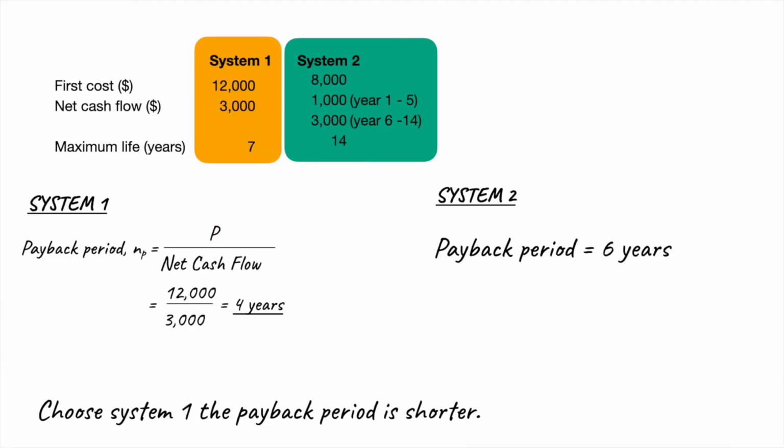Okay, now the main question is which system should we choose? System 1 has a payback period of 4 years, whereas system 2 has a payback period of 6 years. Of course, we want something with a lower payback period, meaning we get profit faster, our profit comes much faster. So therefore, we will choose system 1 as the payback period is much shorter. Okay, so very simple, done.